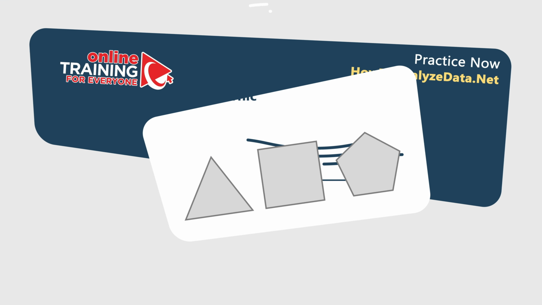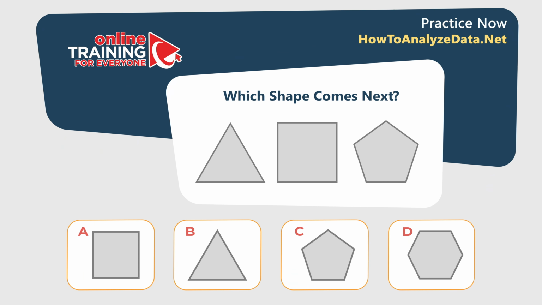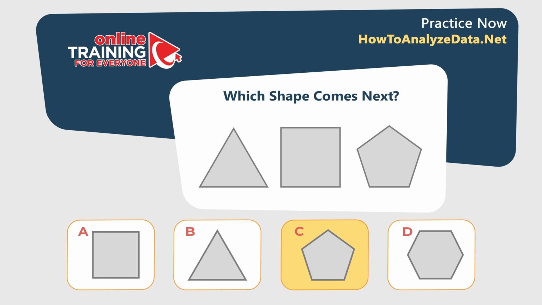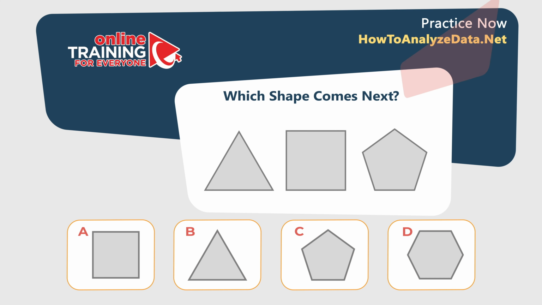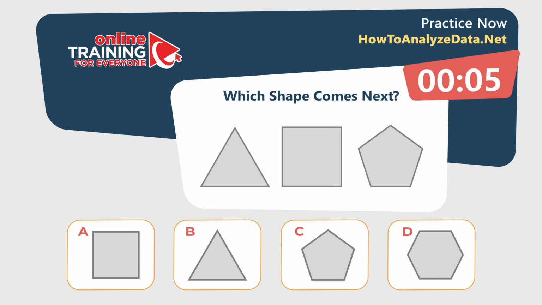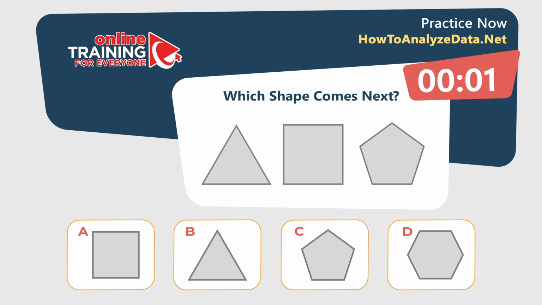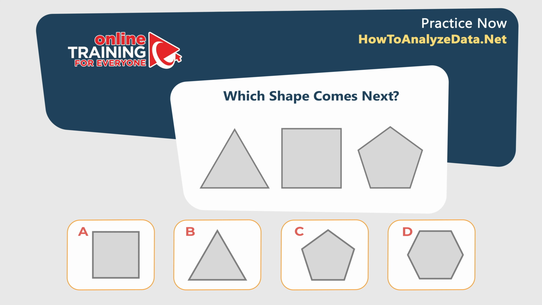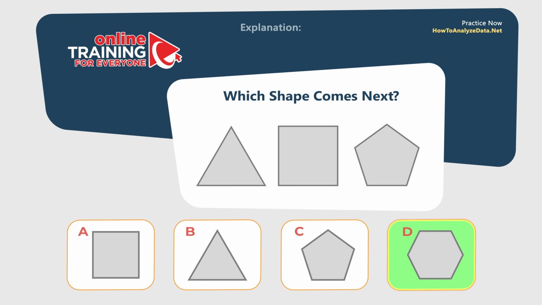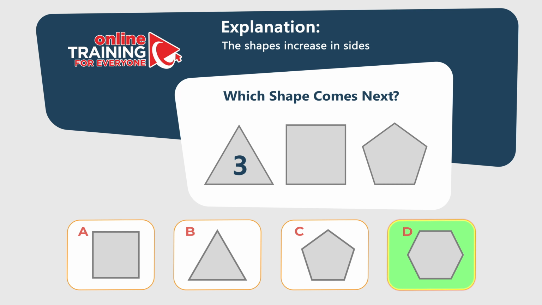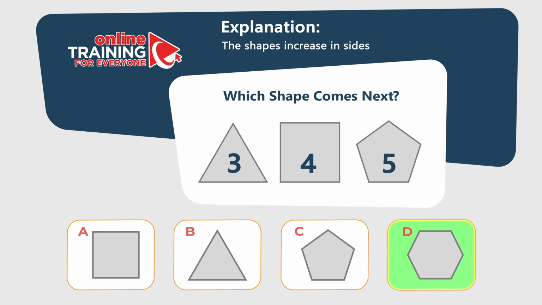A series of shapes follows a pattern. Which shape should come next? A. Square, B. Triangle, C. Pentagon, D. Hexagon. The correct answer is choice D, hexagon, and here's why. The shapes increase in sides. Triangle has 3 sides, square 4, pentagon 5, and hexagon has 6 sides.